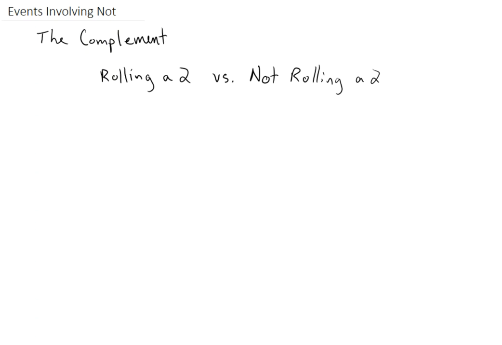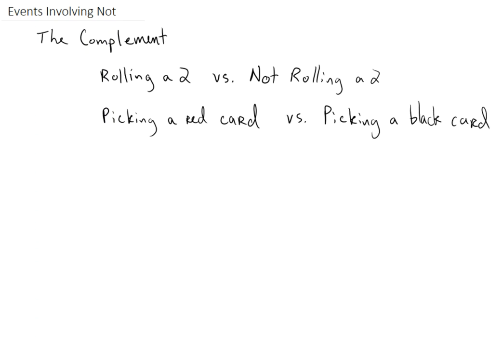Another example might be picking a red card from a standard 52-card deck versus picking a black card. Those two situations taken together are all of the possibilities without any overlap between the two. So that's the two key factors: it takes into account all of the possibilities in the entire situation, and there's no overlap between the two.